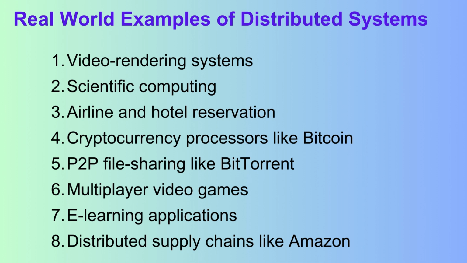And then we have distributed supply chains like Amazon. Companies like Amazon manage complex supply chains involving multiple warehouses, multiple suppliers, and multiple distribution centers. Distributed systems help coordinate inventory management, order processing, and shipping logistics across different locations.